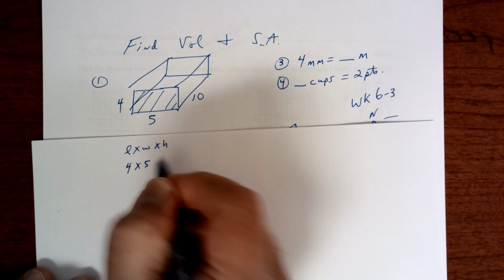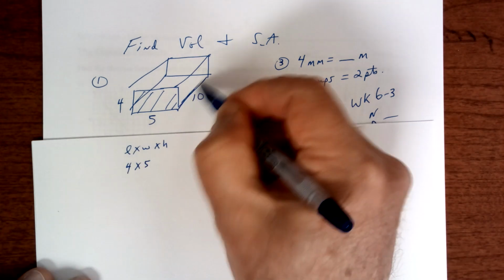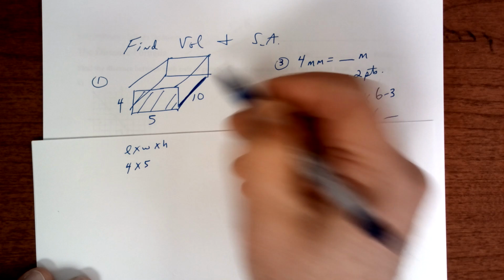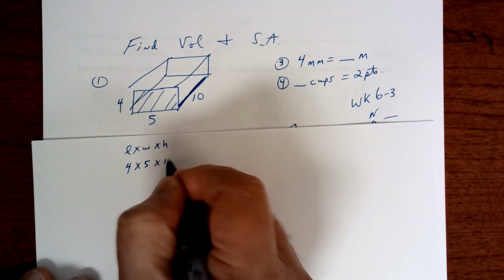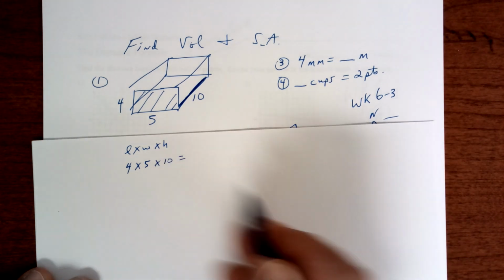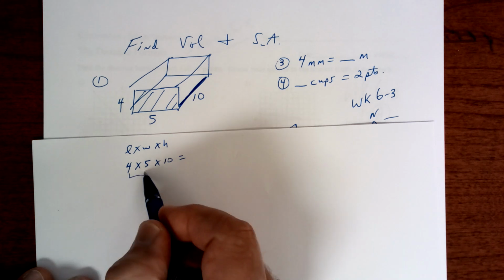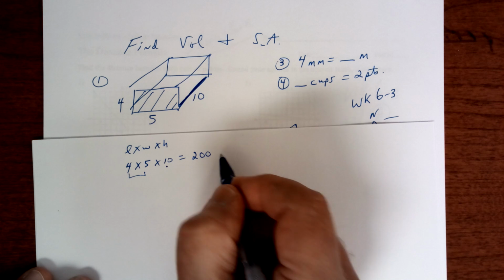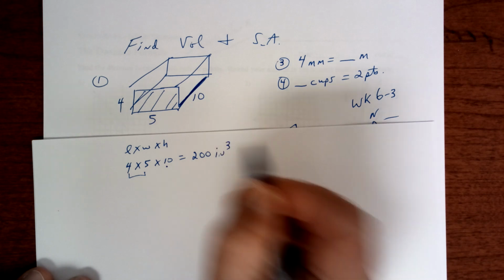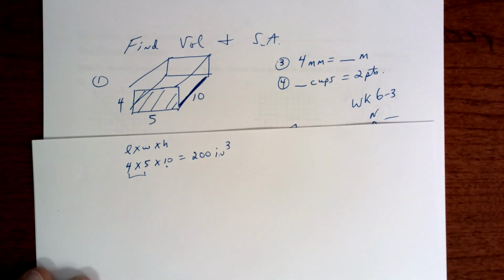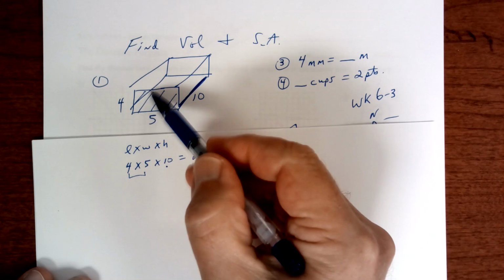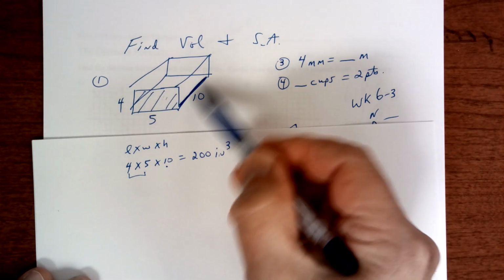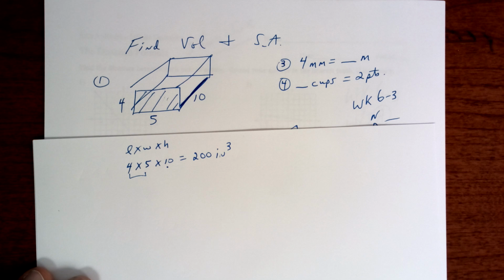And then times the height, which we'll call the height here, even though it may not be. But there it is. So this is 20 times that, add a 0. That's 200 square inches. Actually cubic, because it's volume. Okay? So it's the front, 4 times 5, times the height, 10, or the distance from here to here.